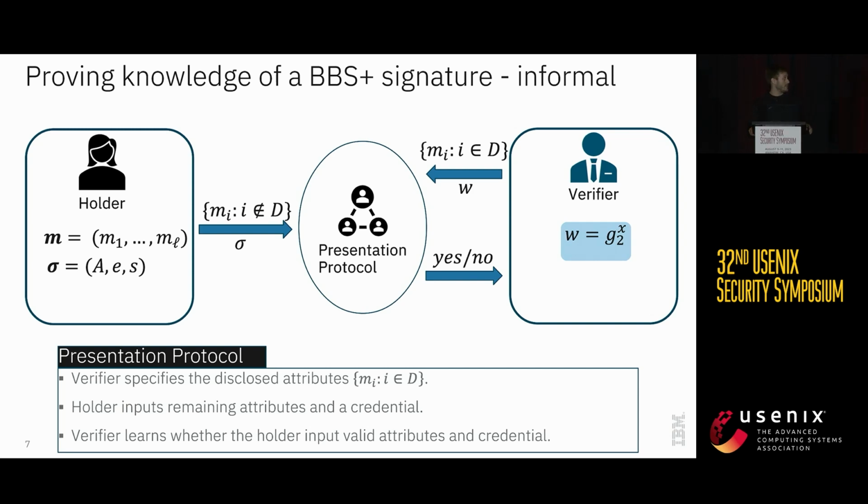In this case, the set D is the set of attributes we want to disclose in the process. On the verifier side, the verifier gives to the presentation protocol only the key to verify the signature and the attributes that want to be verified. The presentation protocol basically returns to the verifier the answer: the signature is verified or not.